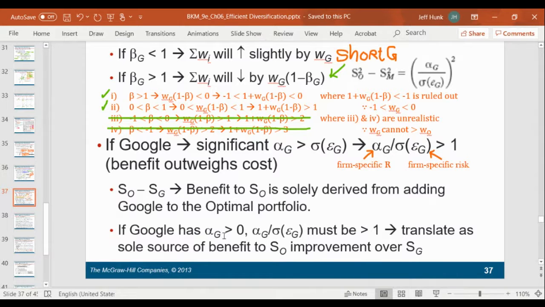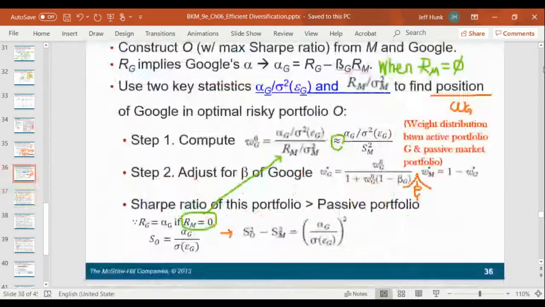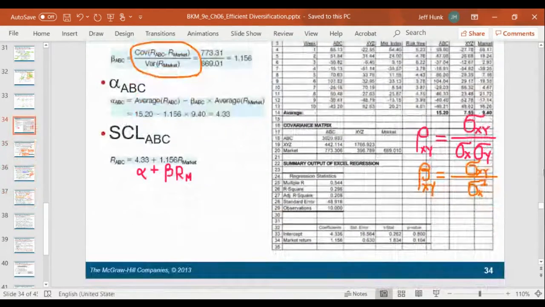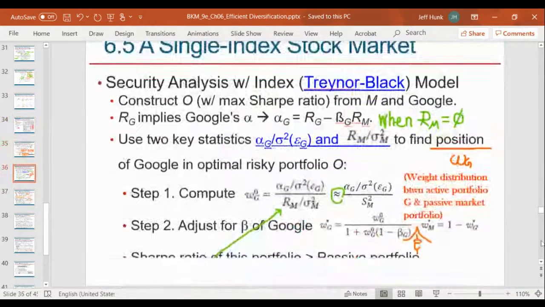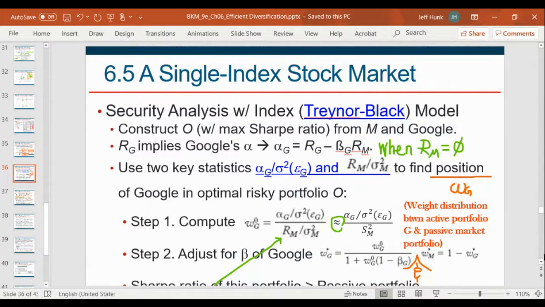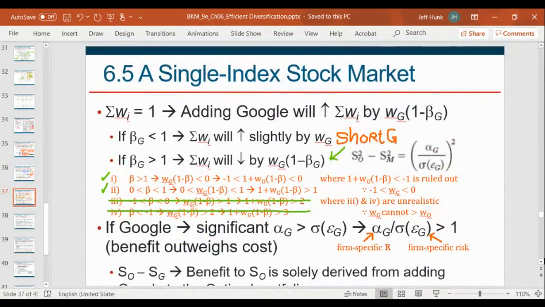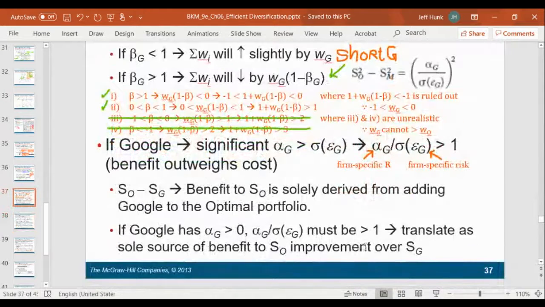If Google has not just positive alpha, but significantly good alpha, high alpha, positive and significantly positive alpha, then Google's information ratio, this is called the information ratio, right? Yes, Google's information ratio must be greater than 1.